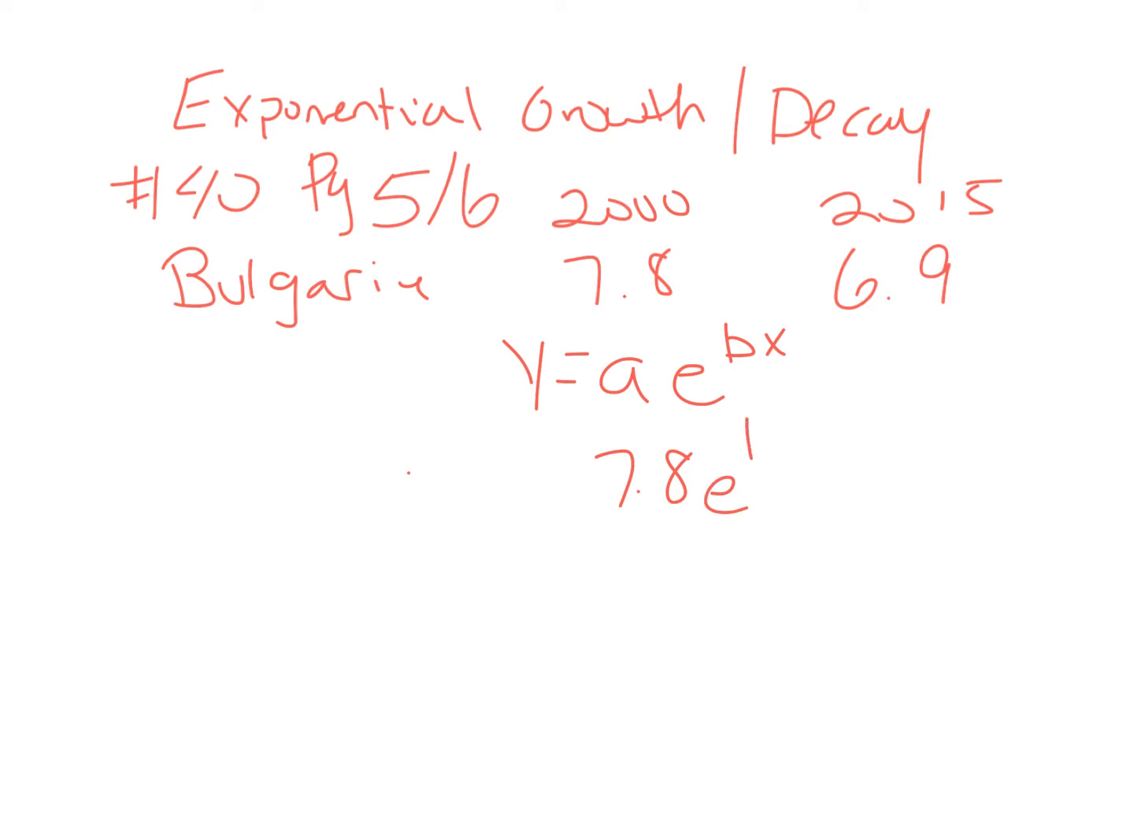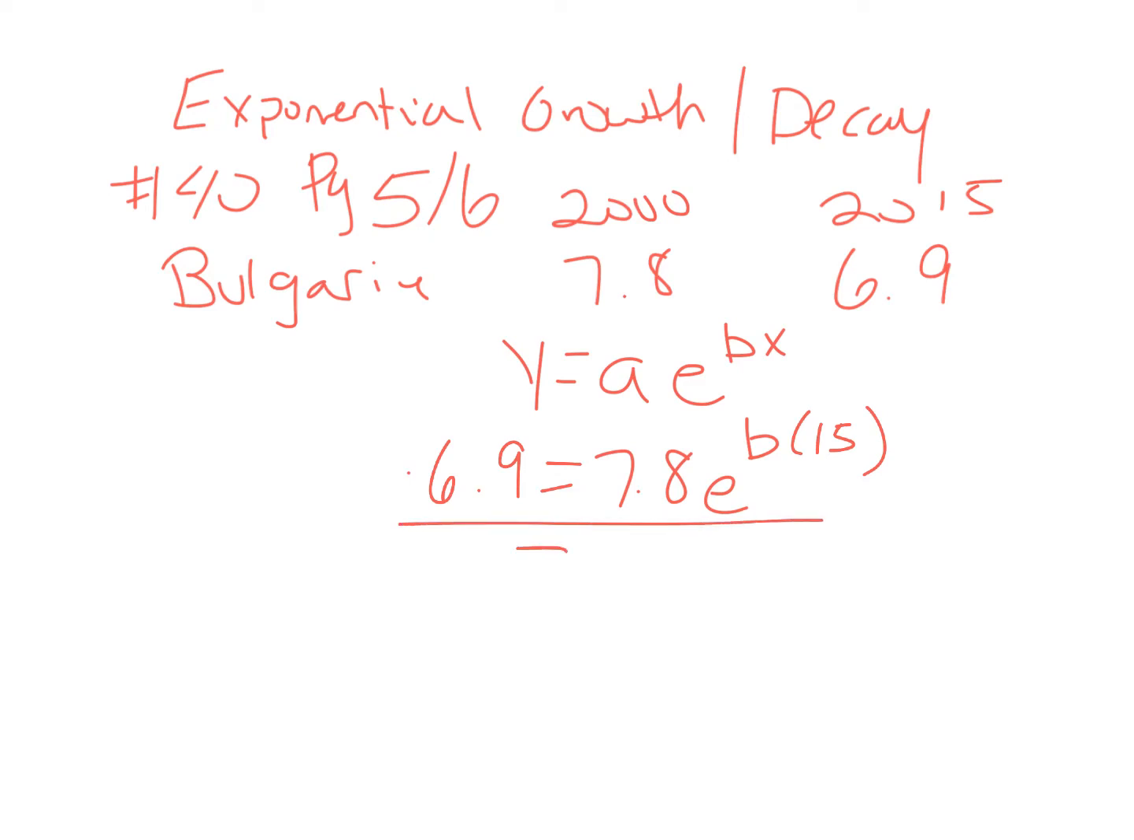I don't know what B is yet. That's what we need to find in order to solve. Okay, that's our goal. So whenever we hit 2015, the output's 6.9 million. So the output is 6.9 million, and then the x, your input, will be 15, because that's how many years have passed since year 2000. Okay, we need to solve for B.